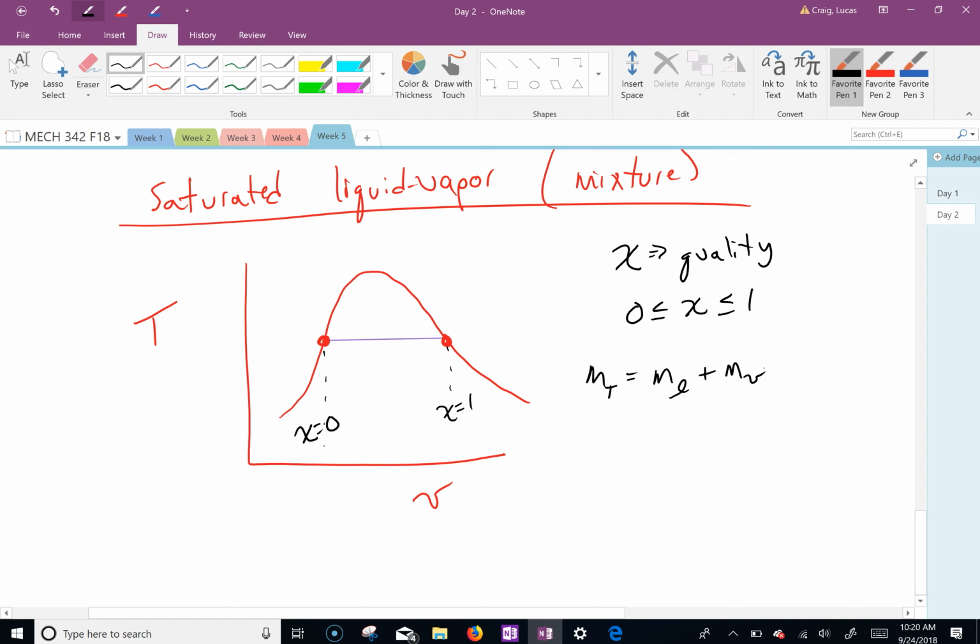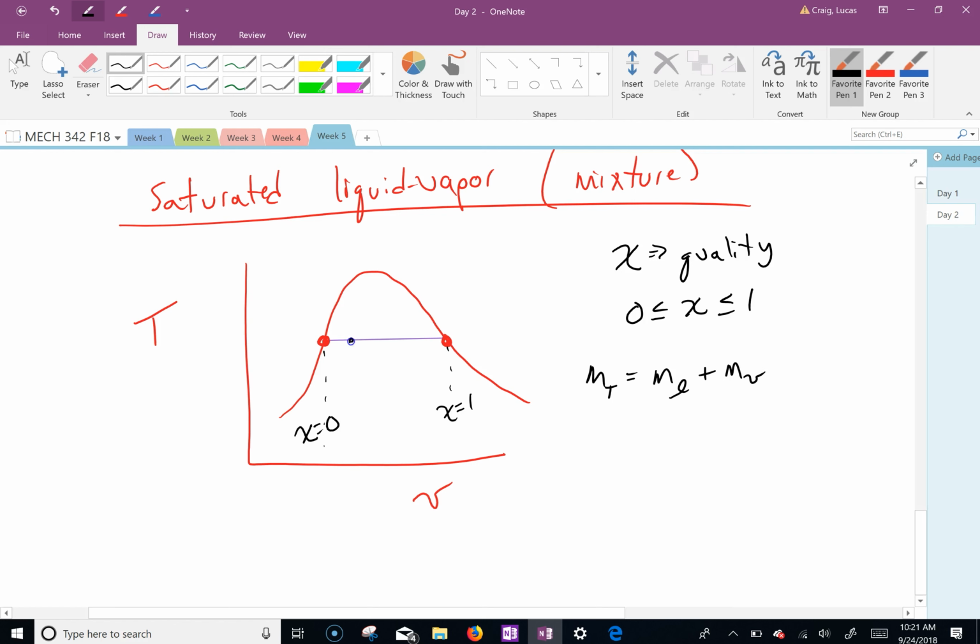You want to find the total mass, MT. It's the mass of the liquid plus the mass of the vapor. Okay, mass is always conserved. So whatever leaves the liquid to go to vapor, that's the mass of the vapor. And that's in a closed system. Yep, closed system.